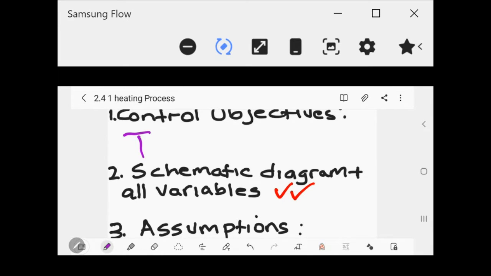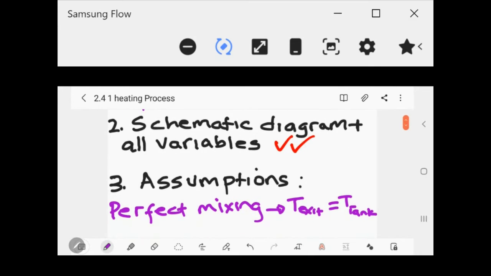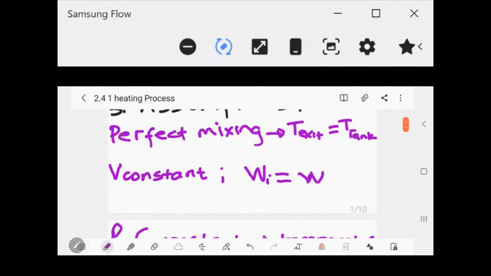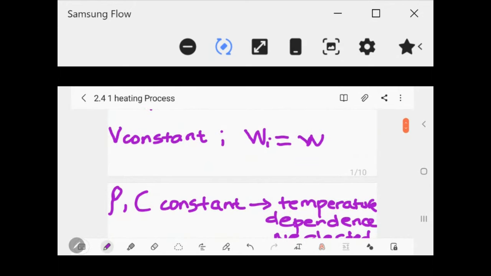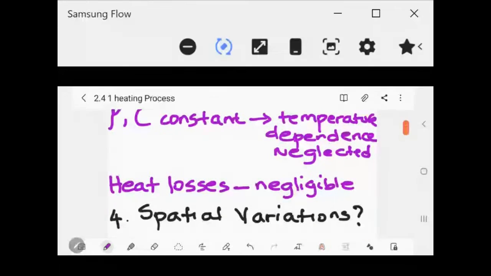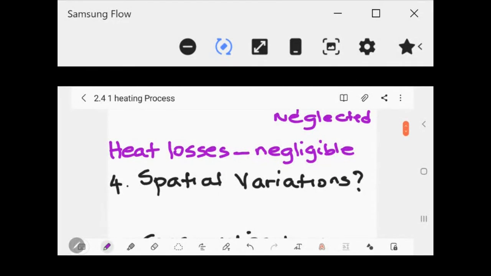Yes, inlet and outlet flow rates are constant, true. Yes, thank you. The density and heat capacity are constant. Definitely, heat losses are negligible. You've covered these ones well. Thank you. No load shedding. Yes, Alex, no load shedding. I'm glad that you're enjoying yourself. So definitely you've mentioned perfect mixing, that the flow rate in and the flow rate out are equal, density is constant and heat capacity is constant, and that heat losses are negligible.